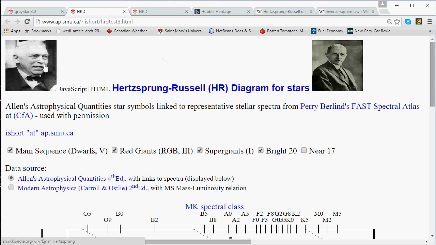Hertzsprung was a Danish astronomer, and I tried to find out how to pronounce his first name, but was unable to do so, so I'm not even going to try. And Henry Norris Russell was an American astronomer, and they were both working in the early 20th century. So Hertzsprung-Russell diagram is a mouthful, so people just routinely call it the HR diagram, and sometimes they just abbreviate it HRD.